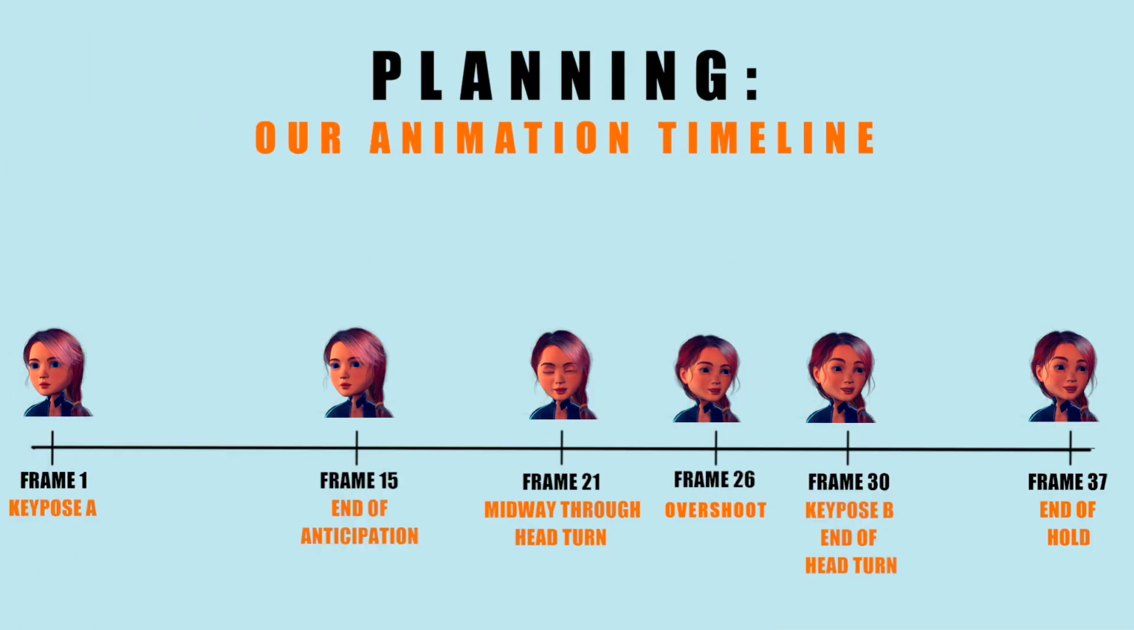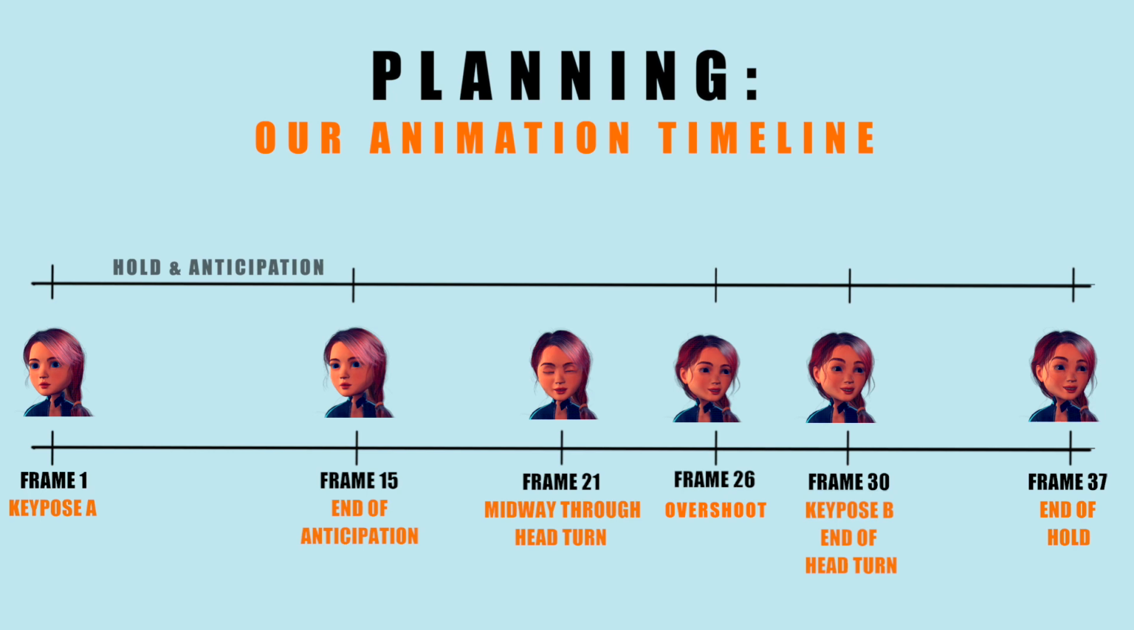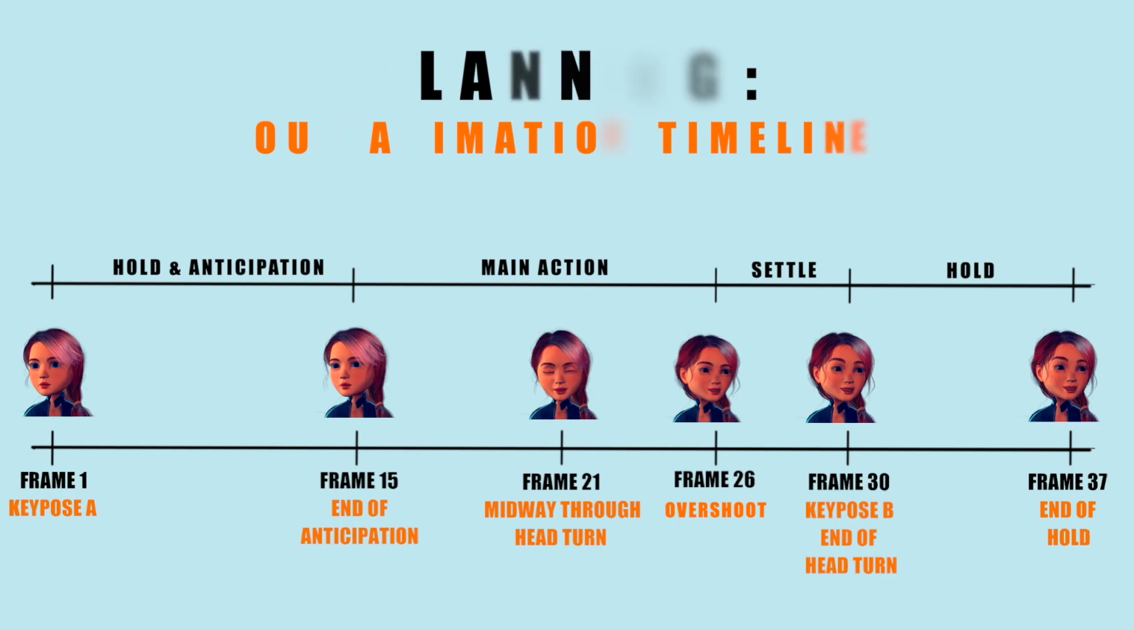Okay, so a quick summary of the different stages of this particular animation. From keyframe 1 to 15 will be the anticipation stage, which will include a hold of about 12 frames and then 4 or 5 frames for the actual anticipation. And then we'll do our head turn or our main action from keyframe 15 through to 26. And then we'll allow 4 keyframes just to settle the head back to our actual position, which is keyframe B. And then of course there's another hold before the next head movement of 7 frames at the end.